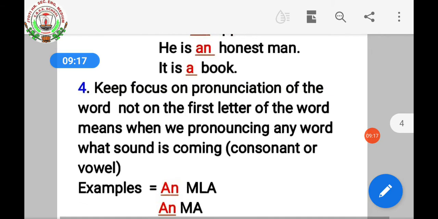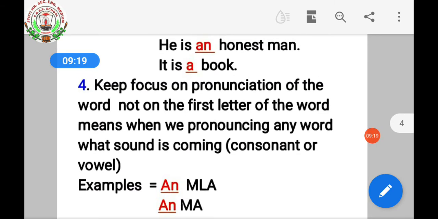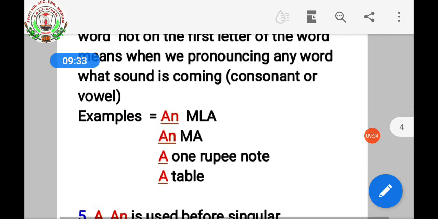Okay, so keep focus on the pronunciation of the word, not on the first letter of the word. Means when we are pronouncing any word, what sound is coming? Consonant or vowel. Okay, now see the example.